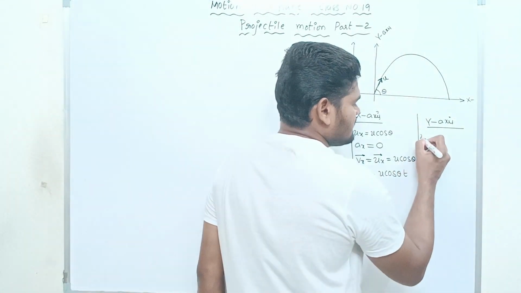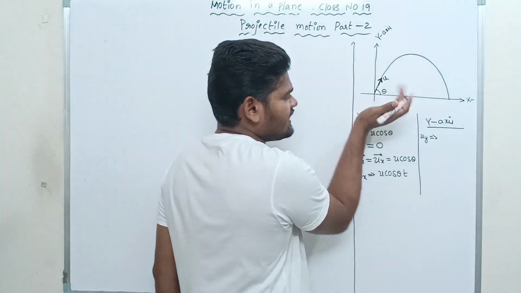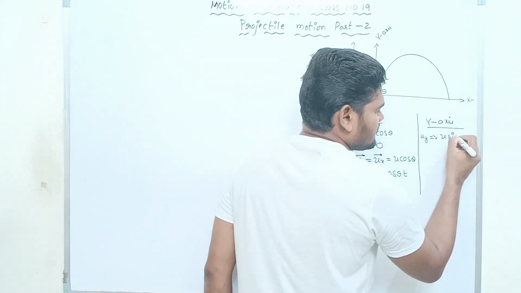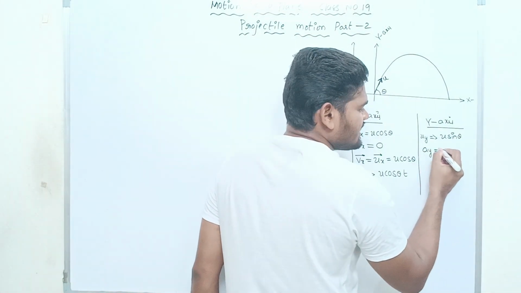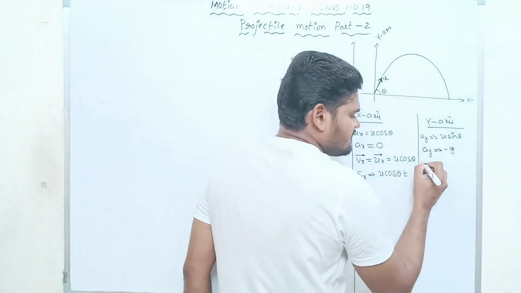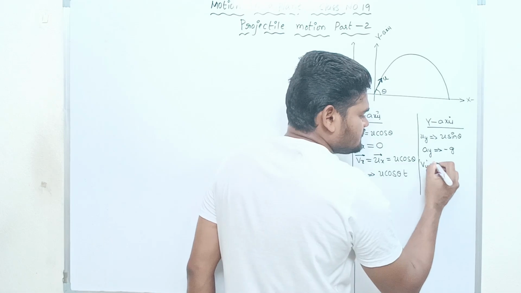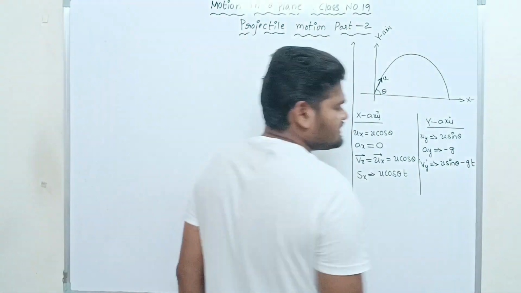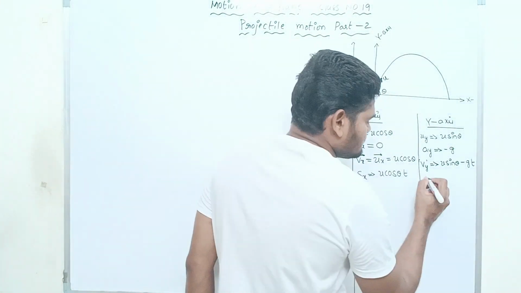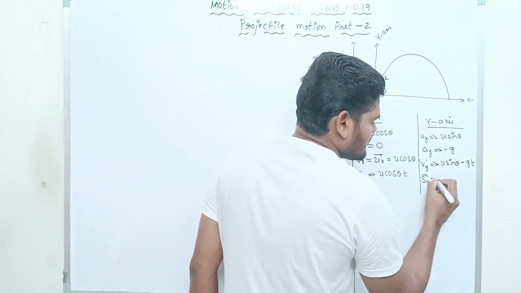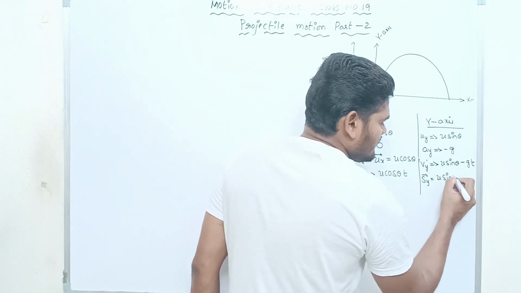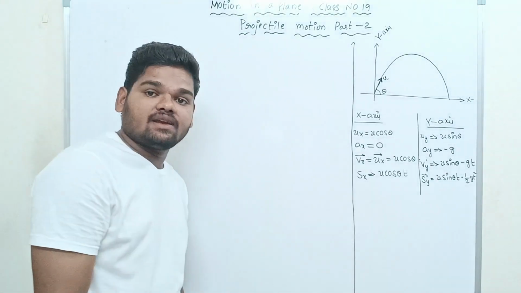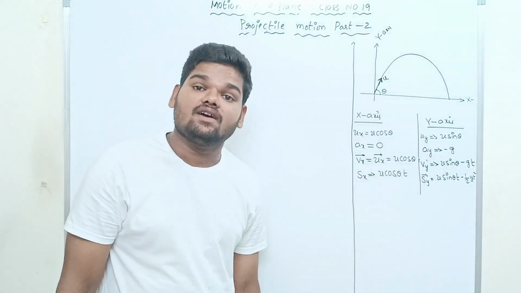Along the y direction, the initial velocity is u sin theta, perpendicular to u cos theta. The acceleration of the object along the y direction is minus g. The final velocity vy is equal to u sin theta minus gt as a function of t. The displacement sy is equal to u sin theta into t minus half g t square. Are you getting it? All these things we have discussed in our previous lecture.